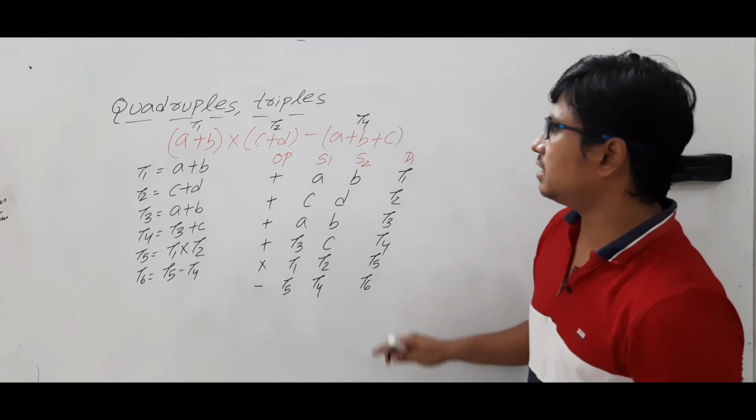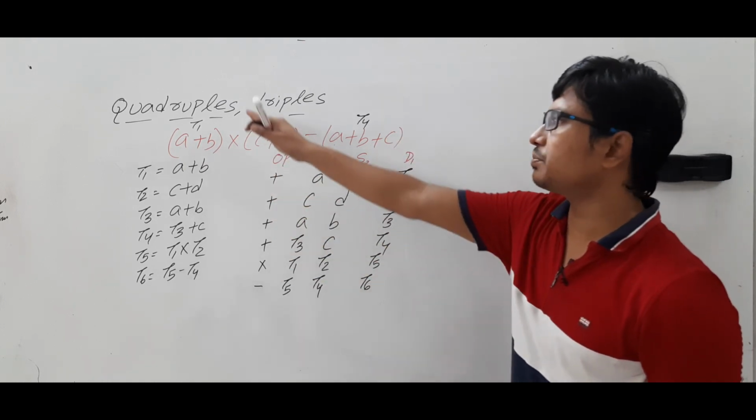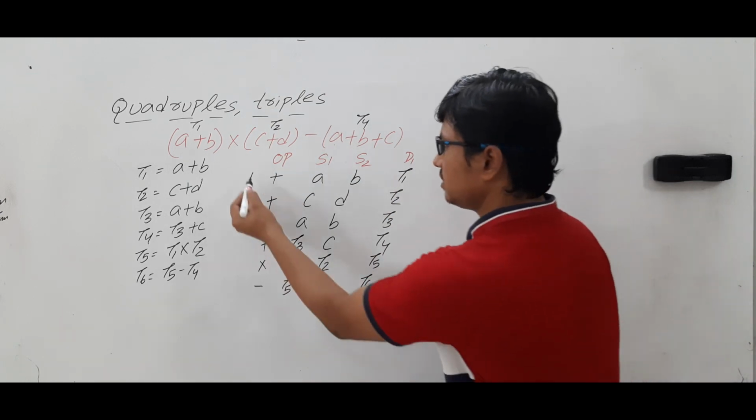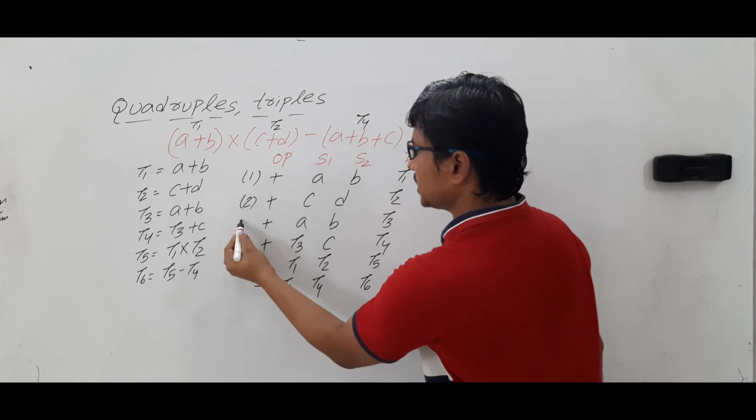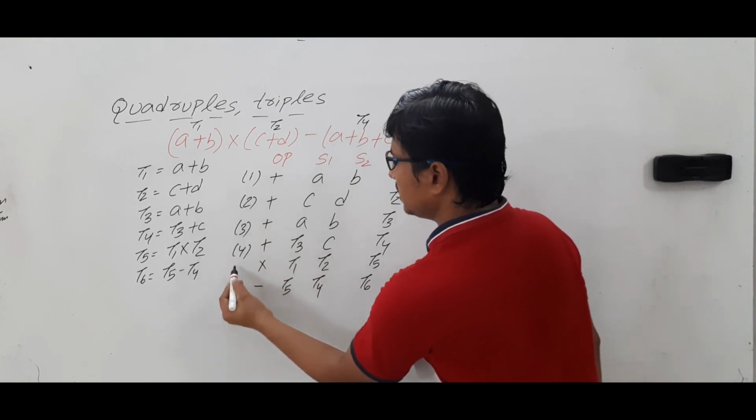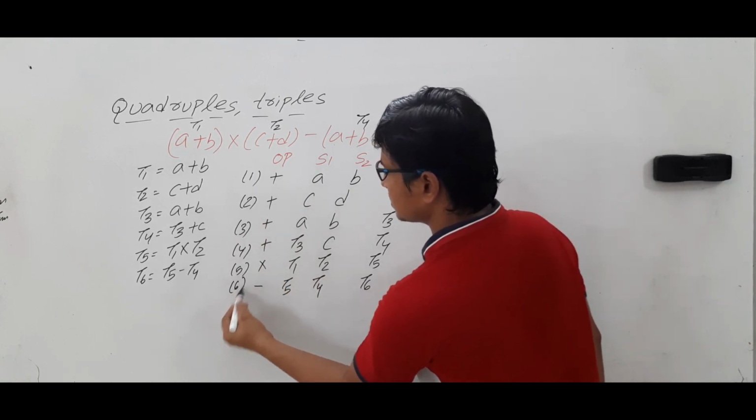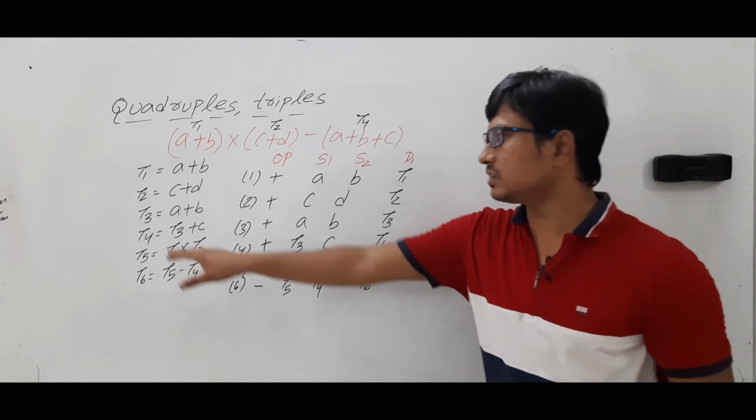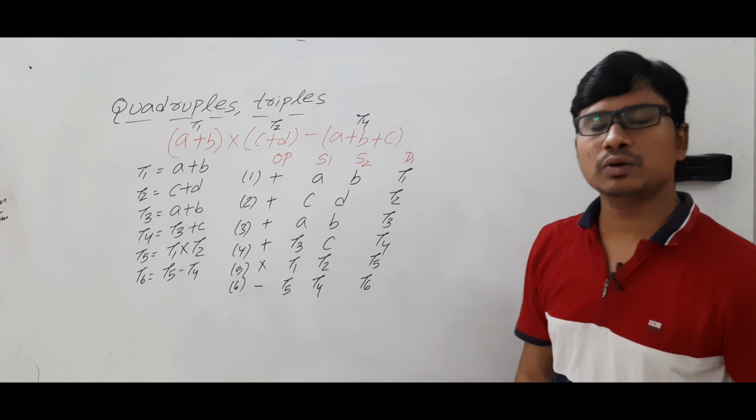So these are the set of instructions we will represent in the quadruples. This one will be stored at index 1. Let me take index 2, index 3, index 4, index 5, index 6. Is it clear? Now this is the way we will represent the 3 address code using the quadruples.